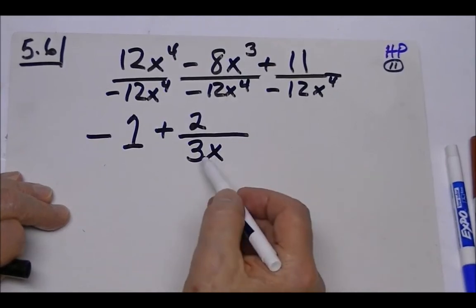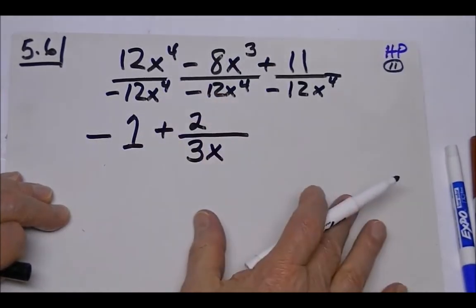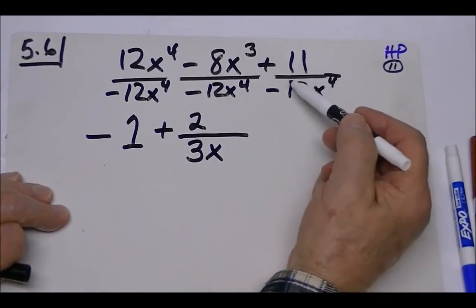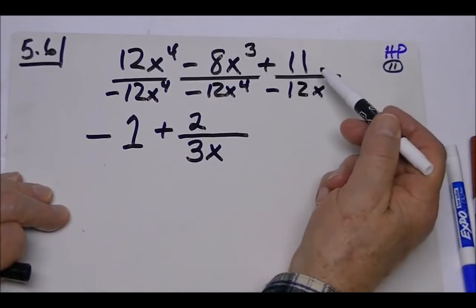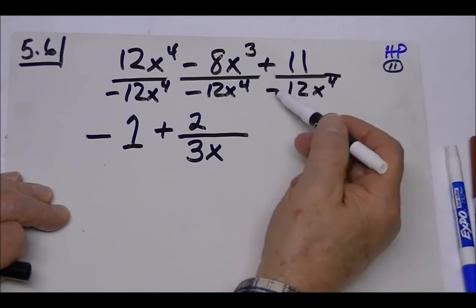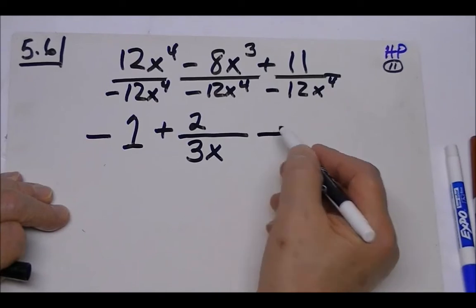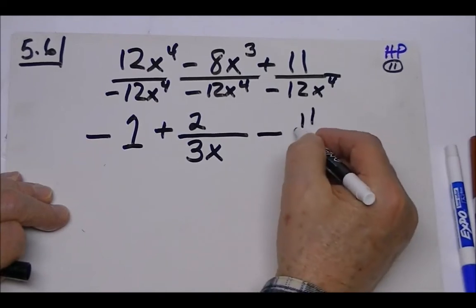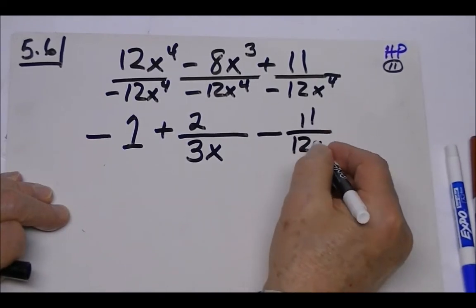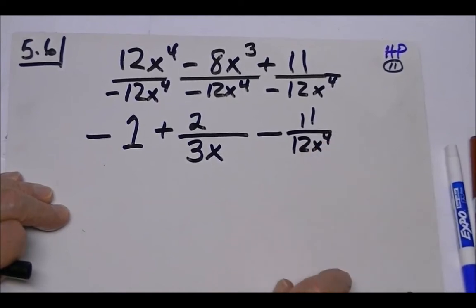Now, for some of you this might be unusual, but that's perfectly correct. Now for this last one, notice nothing cancels out. So we need to note the sign. So we have a positive and a negative, so this will end up being a negative. 11 over 12x to the 4th.